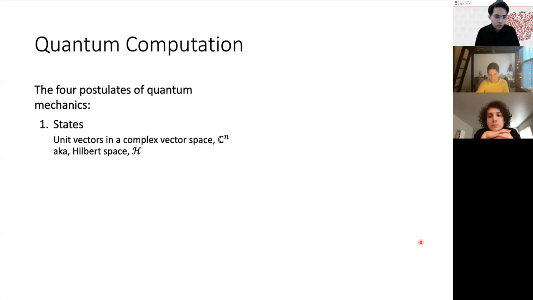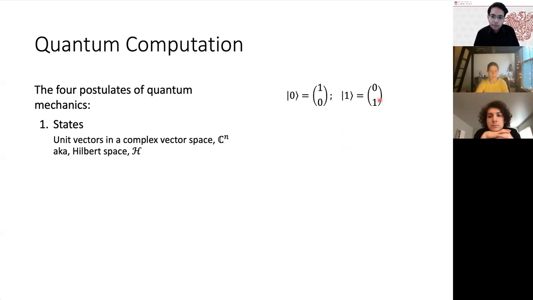What that says is that states in quantum mechanics are just unit vectors in a complex vector space, written here as C^n, where n is the dimension of the space. It's commonly also known as Hilbert space, but for our needs in a finite dimensional Hilbert space, we can just think of it as a complex vector space. The examples that I'll show on the right will pertain to C^2, that is, a complex vector space of dimension 2.